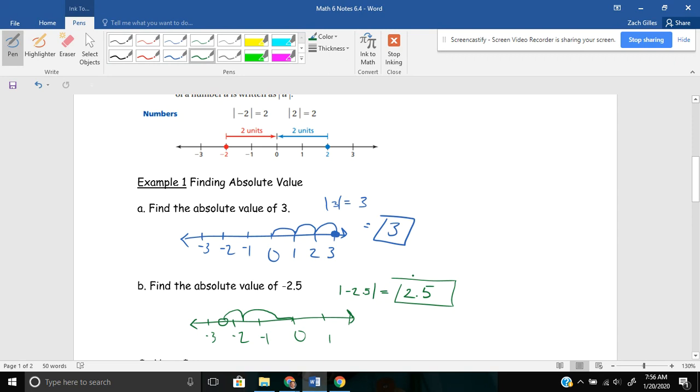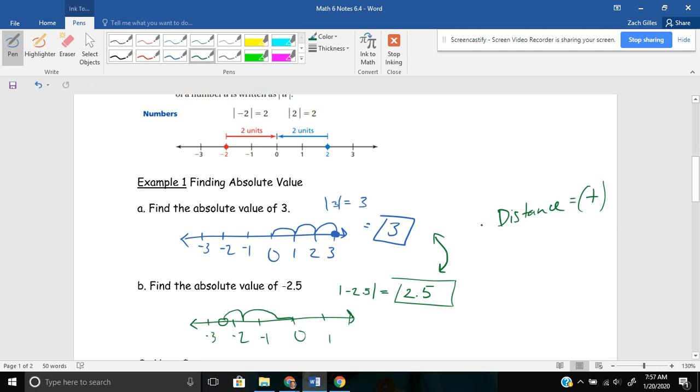And you'll notice here that this one I had a +3, and my answer was a +3. And this one I started with a -2.5, and my answer was a +2.5. So in both cases, I ended up with a positive answer. So is absolute value always going to be positive, Mr. Gillis? Yes, but sometimes they can throw in tricky problems, and I'll show you one of those here. But remember, because it's distance that we're measuring, that's a positive result. You don't go negative distances.